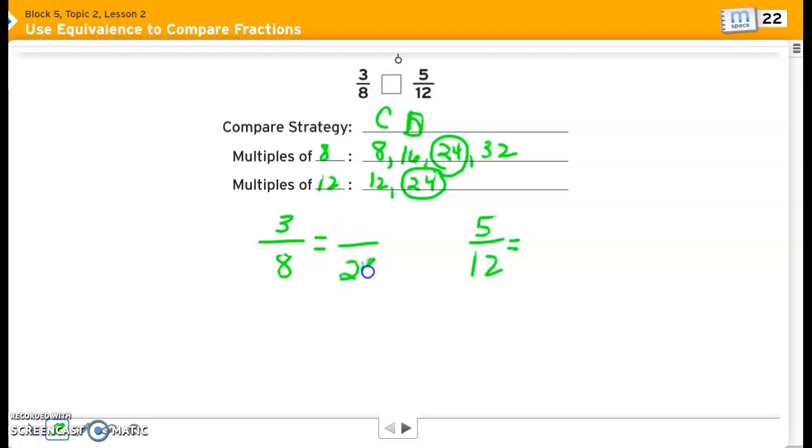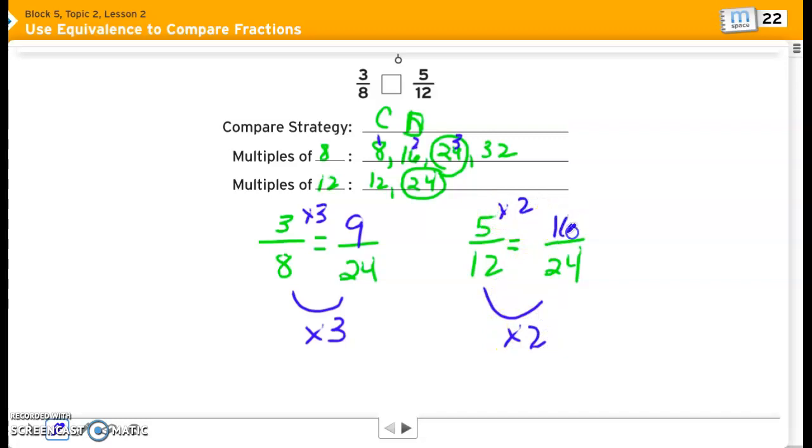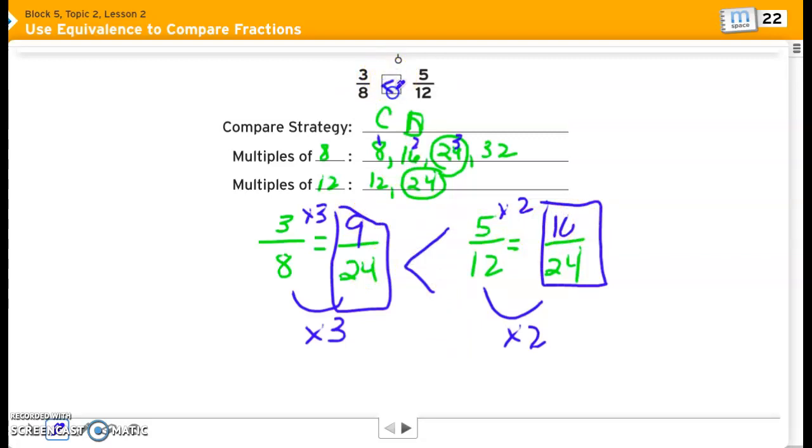All right, so we want to change these to 24. To do that, I would have to take 8 times 3, and that's what's nice about this list here. You could count 1, 2, 3, and I multiply the numerator by the same thing, which gives 9. I'd have to take 12 times 2 to get 24. 5 times 2 is 10. So 3/8 is the same as 9/24, and 5/12 is the same as 10/24. I just need to look at the numerators. 9 is less than 10, so I would put in the less than symbol. And so 3/8 is less than 5/12.